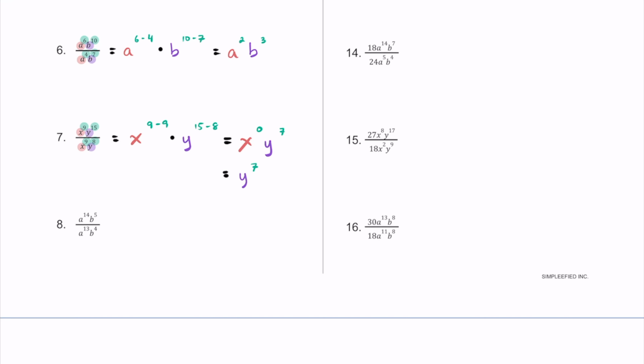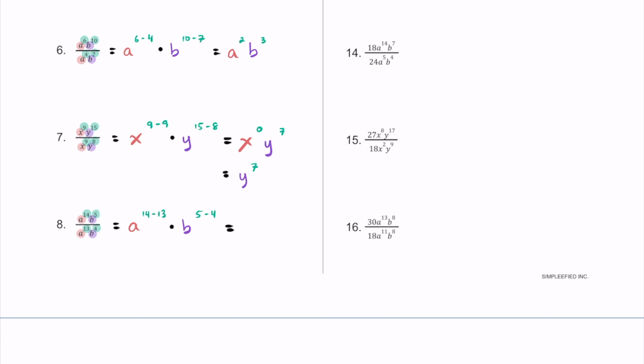For number 8, let's take a look. We have these common bases of a over here. We can use the quotient property. And then we have these common bases of b, where we can use that quotient property one more time. Taking care of that common base of a, let's have a as our common base, and then we can take 14 and subtract 13, so we can write 14 minus 13 using that quotient property. And then for the b, we have b as a common base, and then we can go ahead and use that quotient rule and do 5 minus 4. So we're going to write to the 5 minus 4 power.